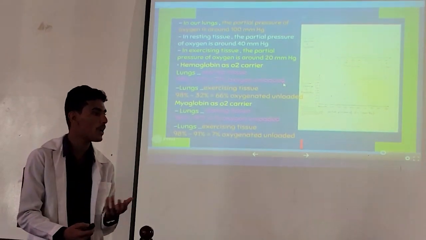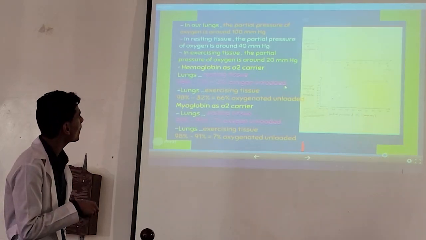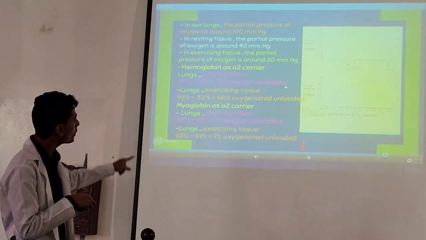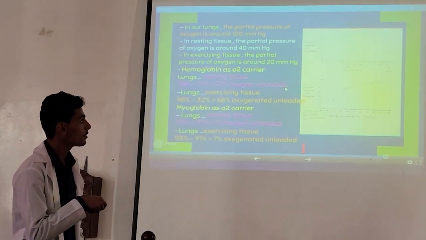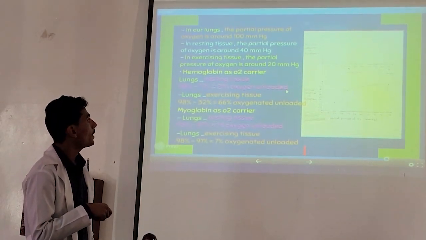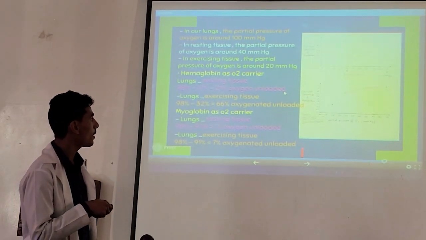And this is a very low quantity of oxygen. It's not enough for the resting tissues. And in exercising tissues, 7% of the myoglobin molecules will release the oxygen, and this also is not enough. So our body prefers hemoglobin over myoglobin as an oxygen carrier.